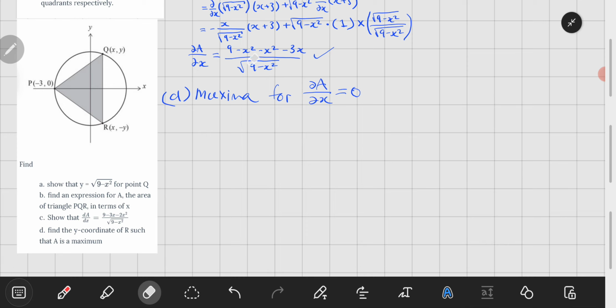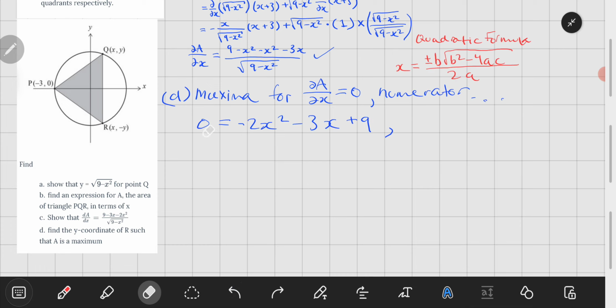So that means we can look at our derivative equation, the completely simplified form, and evaluate the numerator and find our x-intercepts, our roots, our critical x points. If we rewrite our equation in quadratic form, we have negative 2x squared minus 3x plus 9.